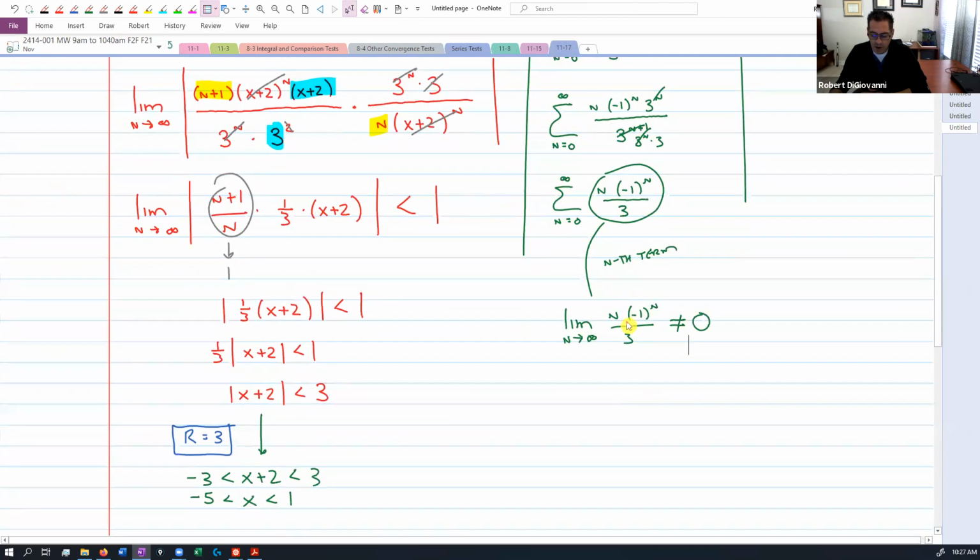And I hope you would all agree that this limit's not going to 0, right? This number just gets bigger, and this just keeps on switching back and forth, positive, negative. And 3 is just 3, it doesn't change. So this thing is not going to 0. And so what can we say about this then? Divergence, right?